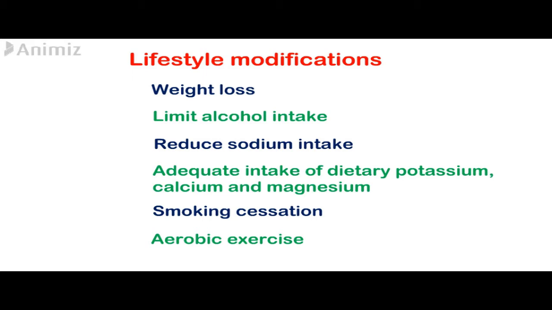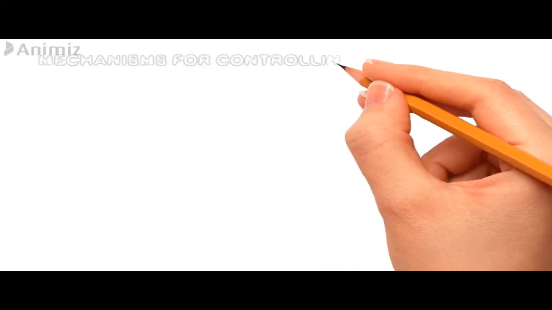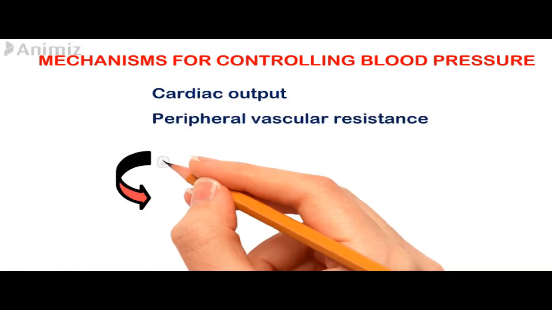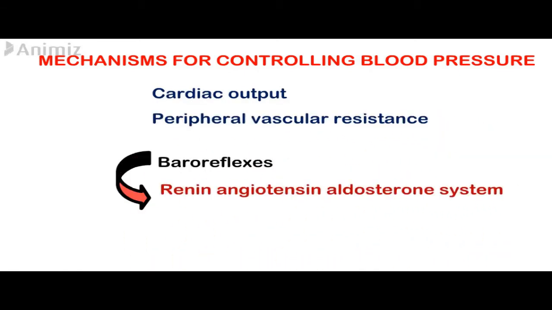So, because arterial blood pressure is directly proportional to cardiac output and peripheral vascular resistance, and this cardiac output and peripheral vascular resistance are controlled mainly by two mechanisms, which are the baroreflex and also the renin-angiotensin-aldosterone system, most antihypertensive drugs lower blood pressure by either reducing the cardiac output and/or decreasing the peripheral resistance.